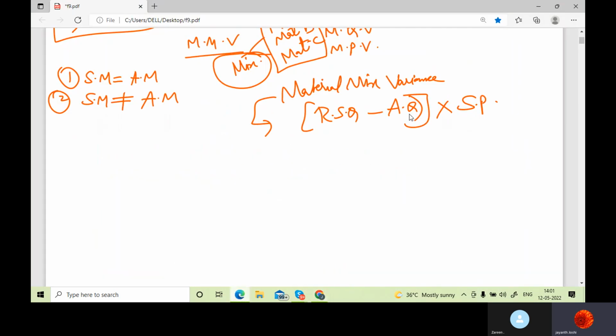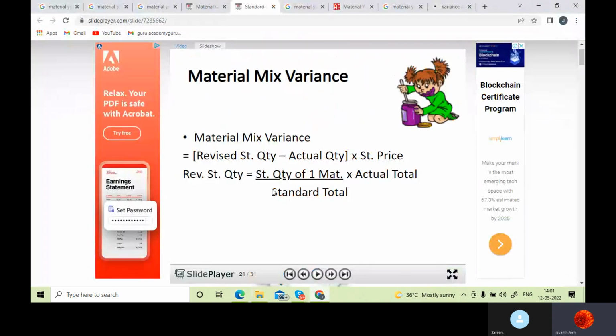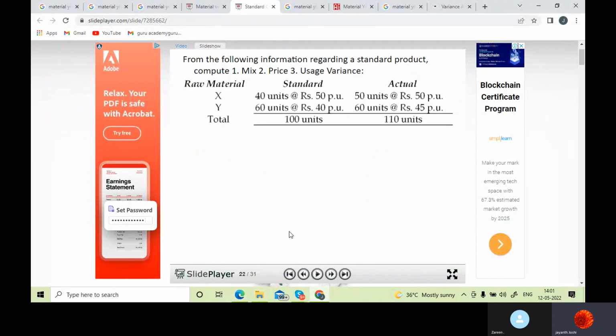Why are we going to find this revised standard quantity? You know that whatever standards you are using, for what purpose? For estimating. And in actuality, when you are making the product, how many units are you using in totality? 110 units. So standard and actual can only be compared if there is a compatibility. Am I right or wrong?